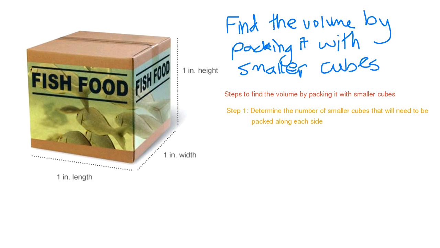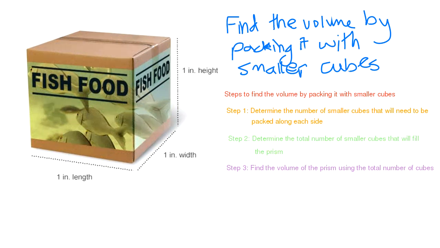Step two, determine the total number of smaller cubes that will fill the prism or cube. Step three, find the volume of the prism using the total number of cubes. Okay, just three steps.